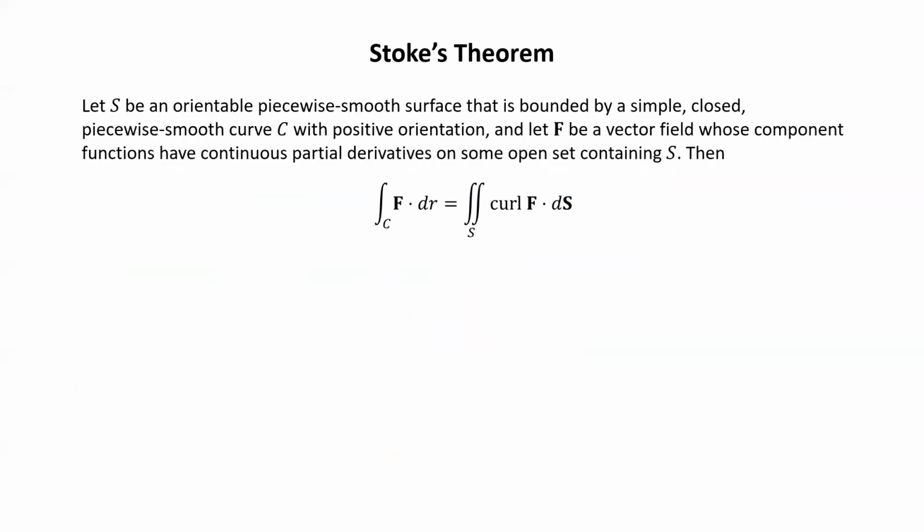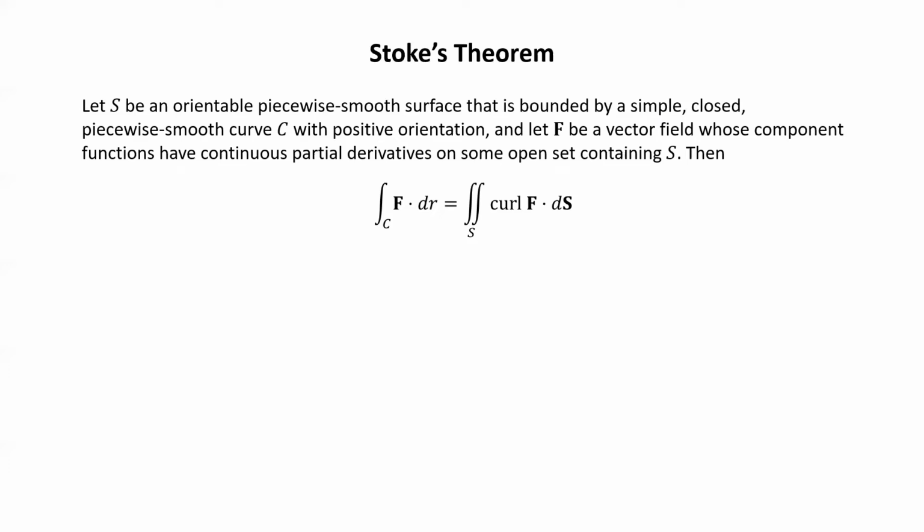So Stokes' theorem says the following. Let S be an orientable, piecewise smooth surface that is bounded by a simple closed, piecewise smooth curve C with positive orientation, and let F be a vector field whose component functions have continuous partial derivatives on some open set containing S. Then the line integral over C of F dot dr is equal to the surface integral over S of curl F dot dS. The most important part of this theorem is the equation given there. Everything else is just all the technical information that will allow the theorem to be true.